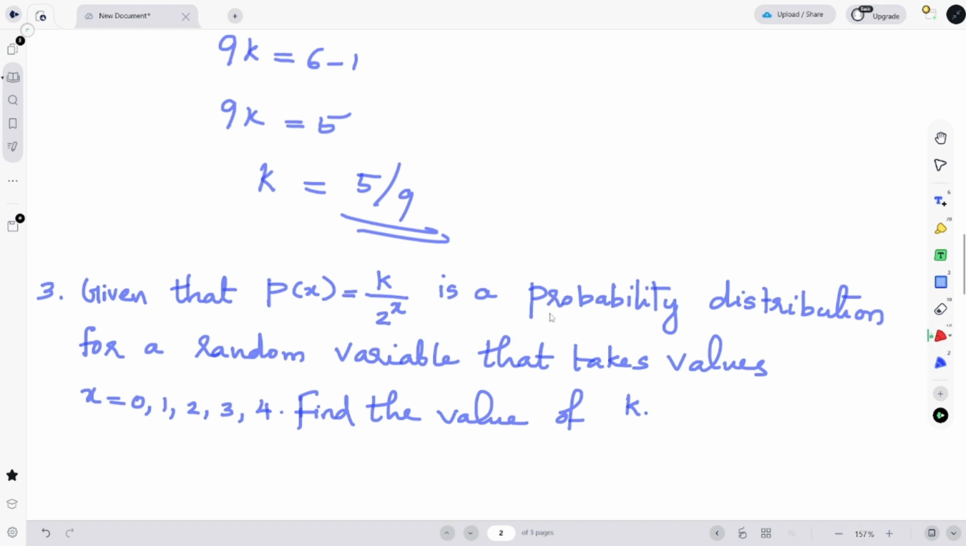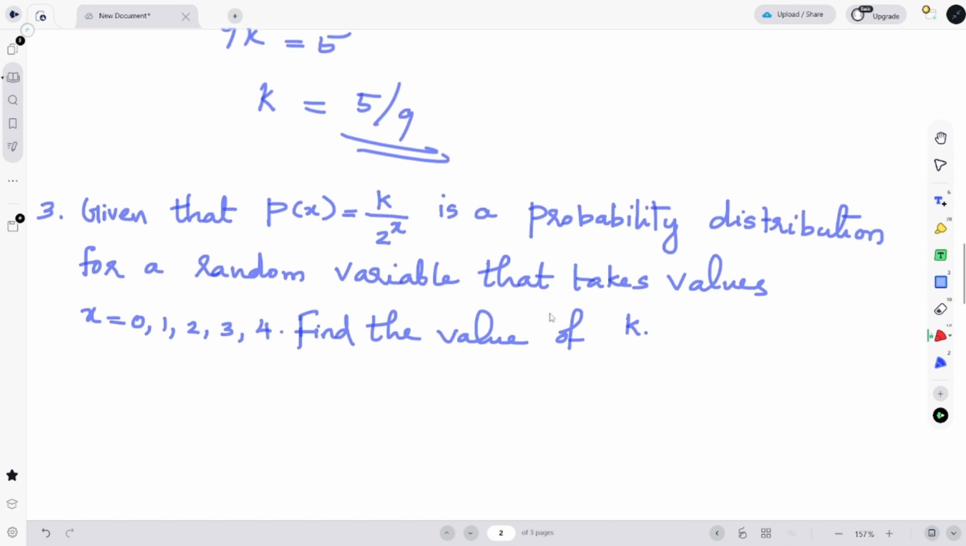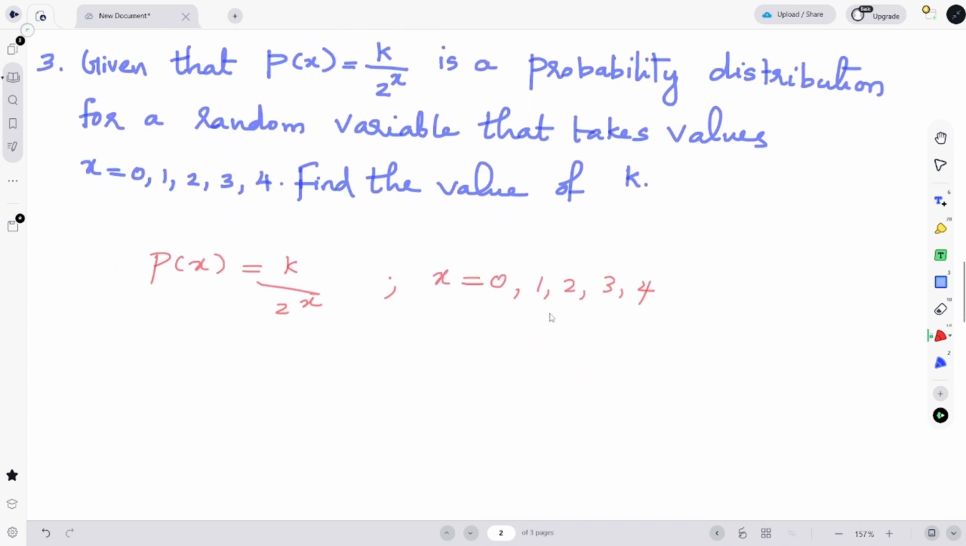Now next problem. Given that p of x equal to k by 2 raised to x is a probability distribution for a random variable that takes values x equal to 0, 1, 2, 3, 4. Find the value of k. So here the probability distribution is given, that is p of x equal to k by 2 raised to x, and it is given that x equal to 0, 1, 2, 3, 4. These are the values that x takes. Now you have to find the value of k.